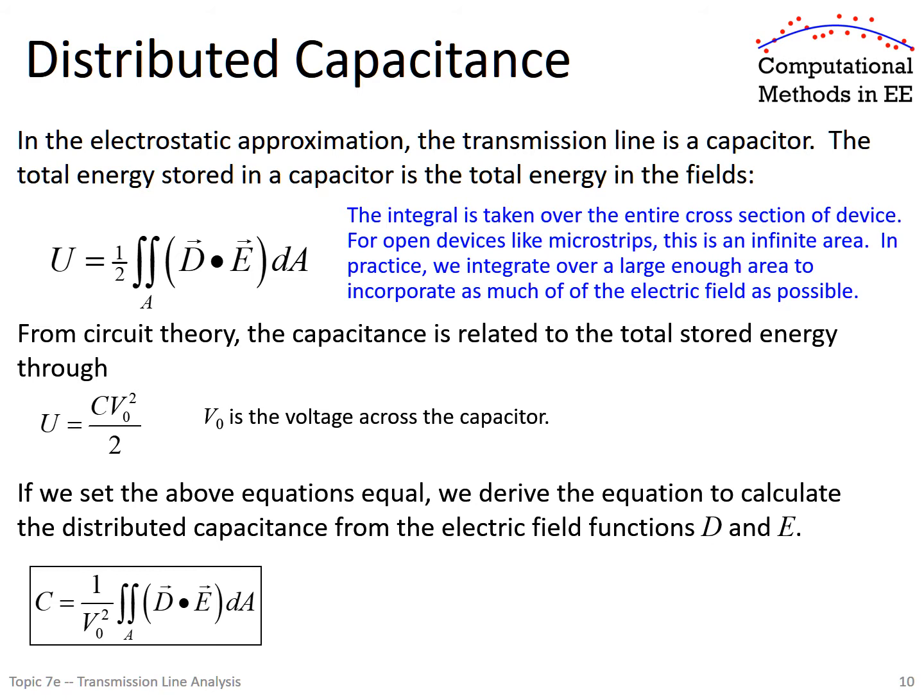So there's a difference between the distributed capacitance and the capacitance. To get total capacitance, we would have to know the total length of the line. Not knowing the length, we're just calculating capacitance per unit length. So we have a way of calculating capacitance given our applied voltage simply by integrating the D and E fields in the cross-section of the transmission line.